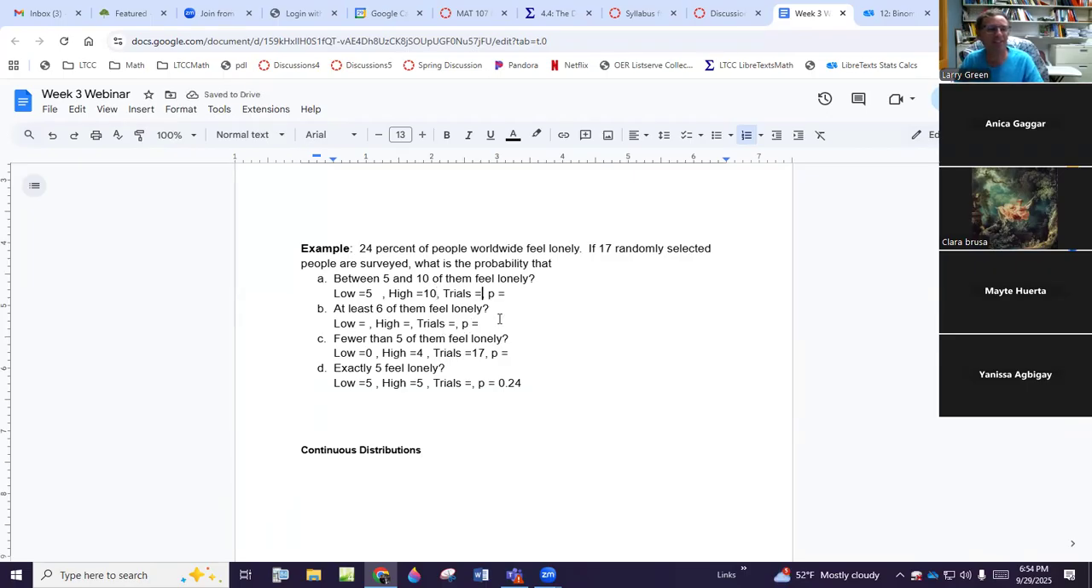How many trials? 17. What is the probability that someone will feel lonely? What is B? Put in the chat box. It's all there for you. It's not 24. It can never be bigger than 1. It's a probability. So don't forget to do a little math. Very basic math.